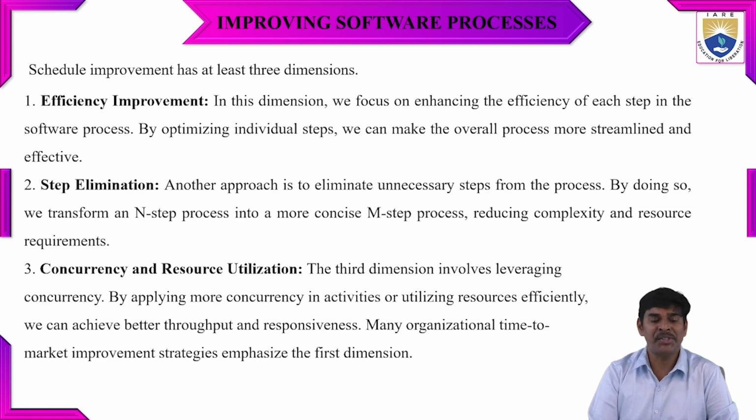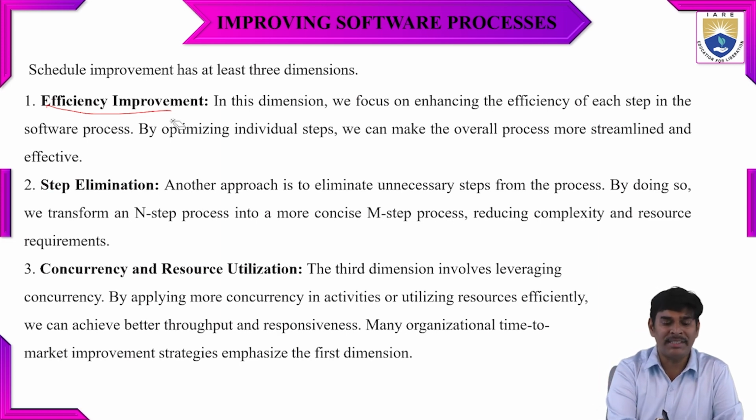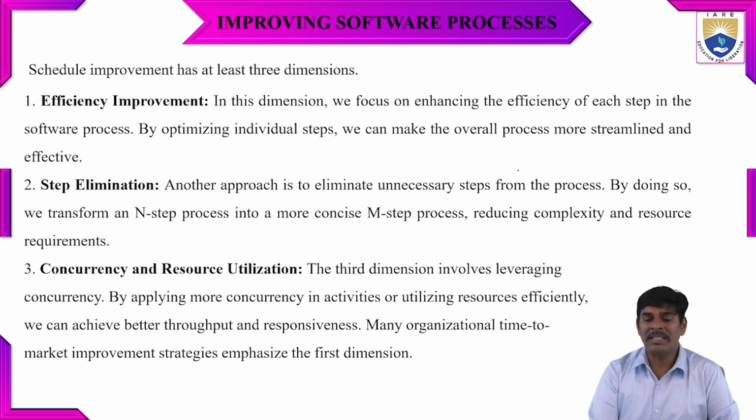So we have three dimensions for schedule improvement. The first one is efficiency improvement. How do we improve efficiency? We need to consider the efficiency of each step. When considering the steps, we need to check the efficiency of each and every step. By optimizing individual steps, your overall process becomes more streamlined and effective. So each and every step we need to verify and make efficient in the software process.